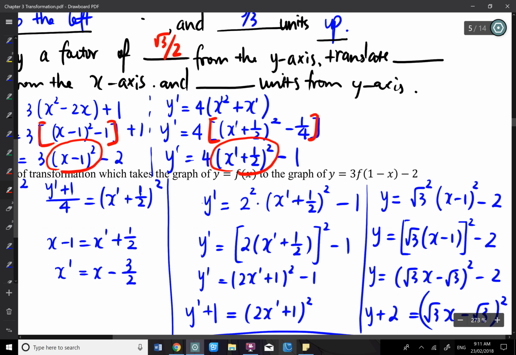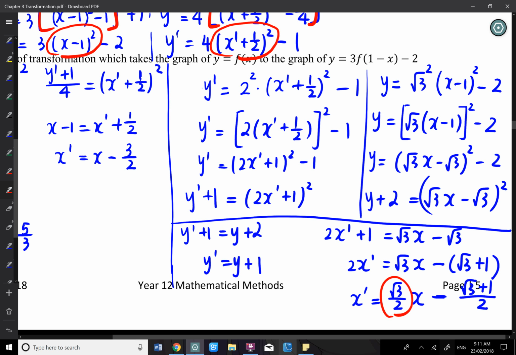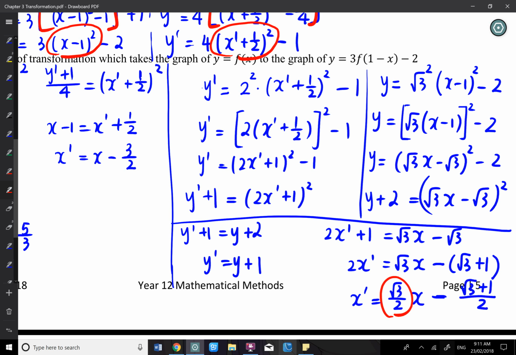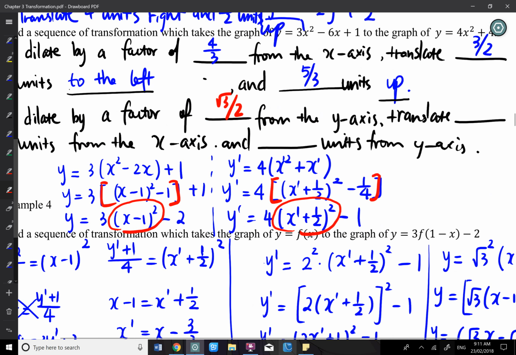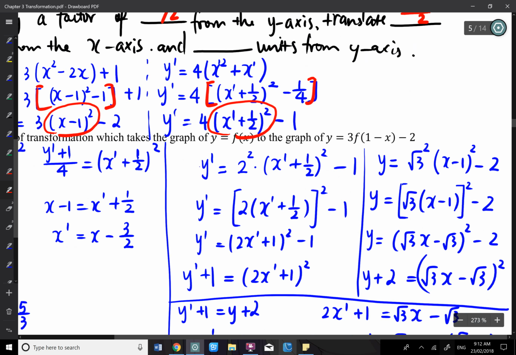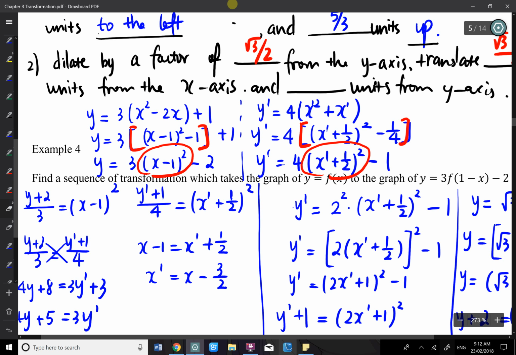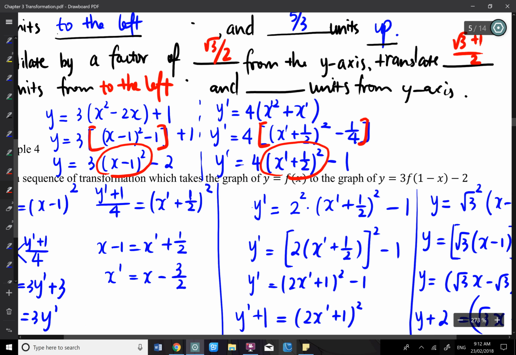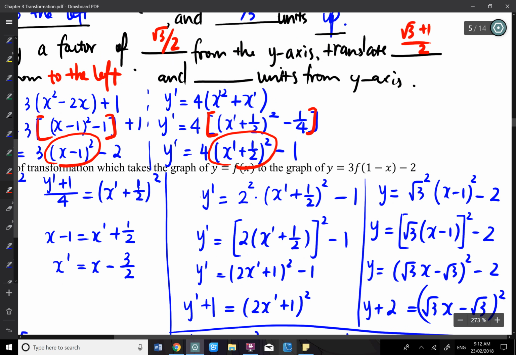Okay, root 3 over 2 from the y-axis, not from the x-axis now. And then translate root 3 plus 1 over 2 units to the left, and 1 unit up.